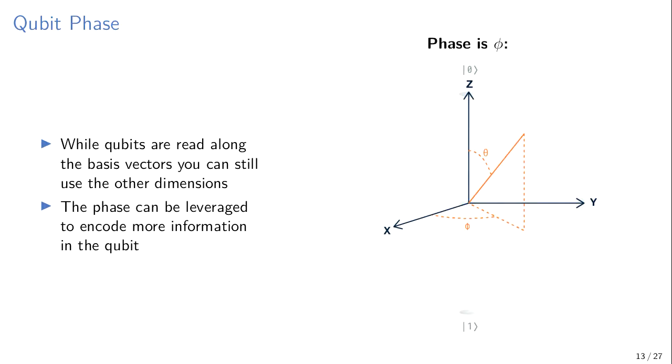And we can't use that for actual measurement because we read along the z-axis. But you can encode information in that phase and then use a Hadamard to rotate to get it along the basis state. And you play tricks like this with your quantum programs to perform computation and encode extra information that you couldn't in a traditional binary system.